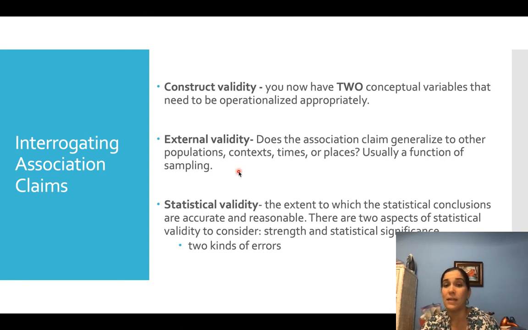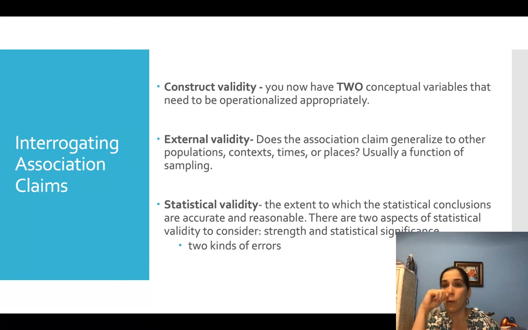External validity is the same. How well does this generalize to other populations, contexts, times, places, samples? And so again, this is usually a function of sampling as well. And then we have statistical validity. Statistical validity in an association claim also looks at whether the statistical analyses are accurate, but we're now also looking at our correlations, right?